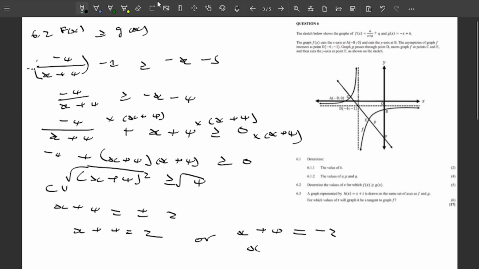minus 2, and the x one, which one? This one is going to be minus 6, and this one is going to be minus 2. These are our values of x. Now your question is, they said for which values of x, for which values of x is f(x) greater or equal to g(x).